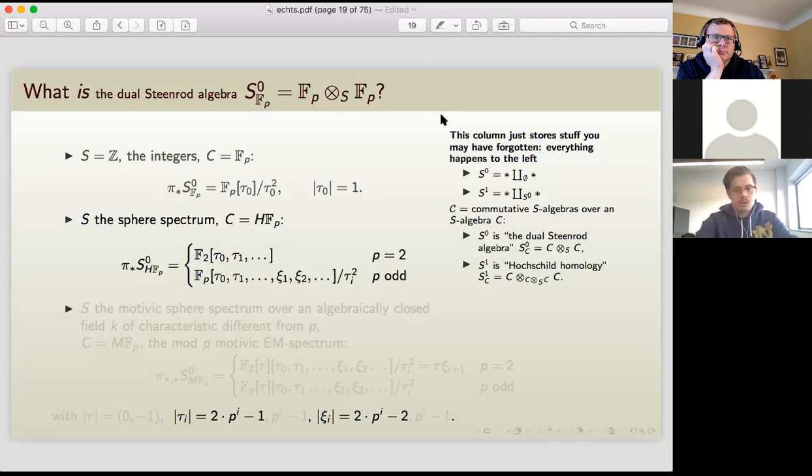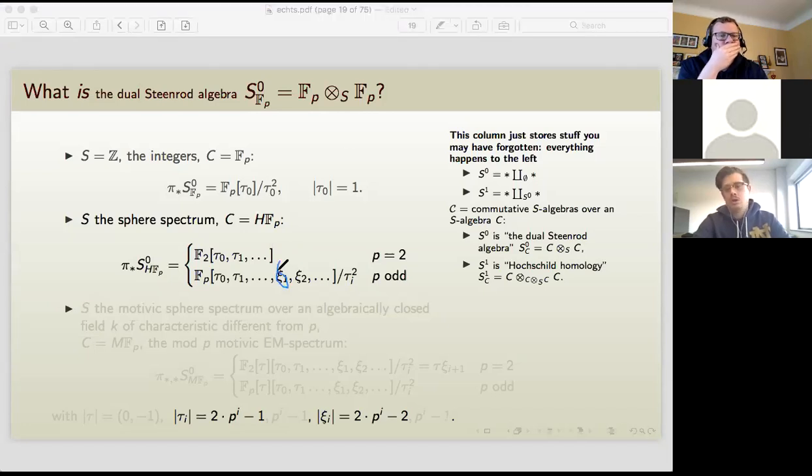We're going to see later on that these two formulas should be considered more similar than they look, because the psi's here in the odd case should be here as well in the p equals 2 case. It's just that tau_0 squared is psi_1 and so forth. We'll see how that happens later on.